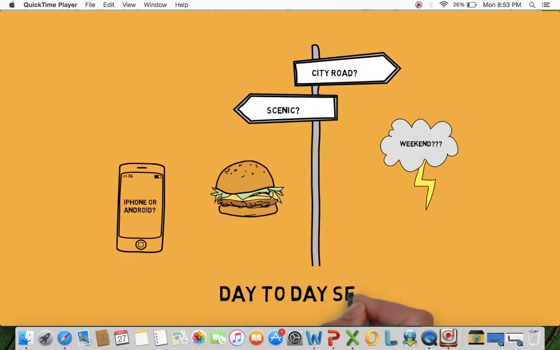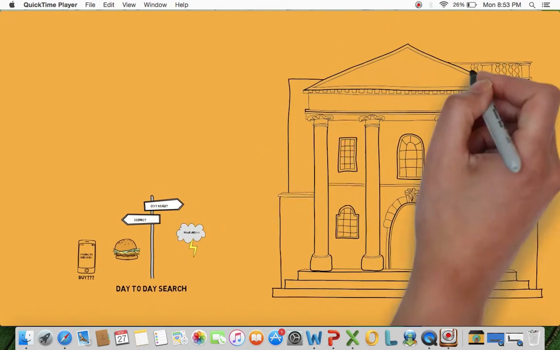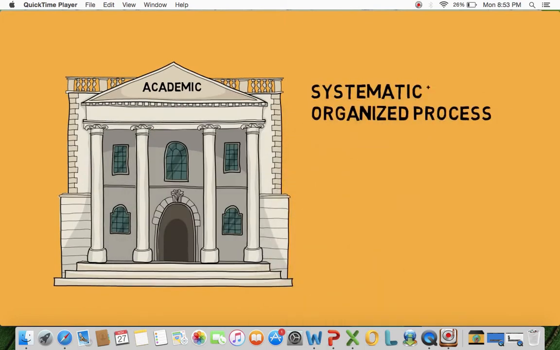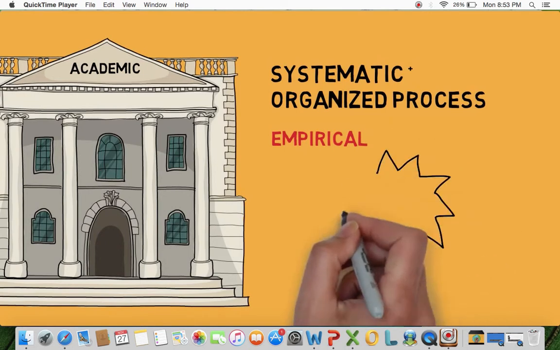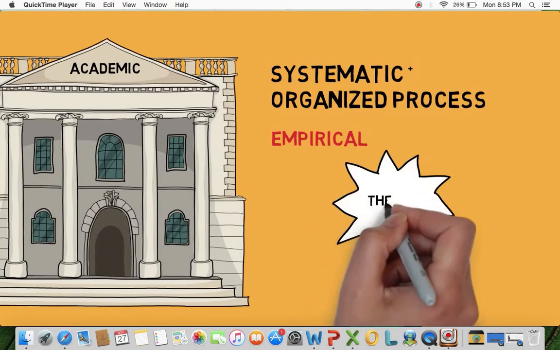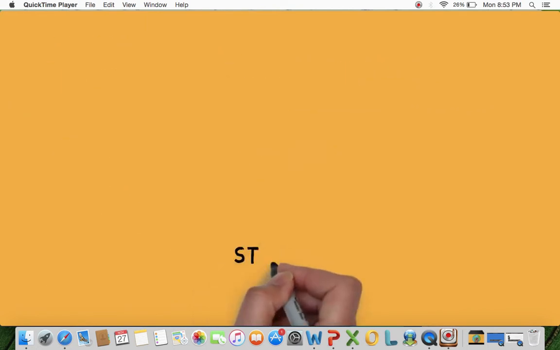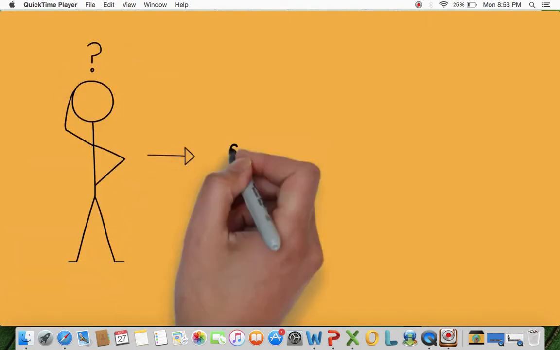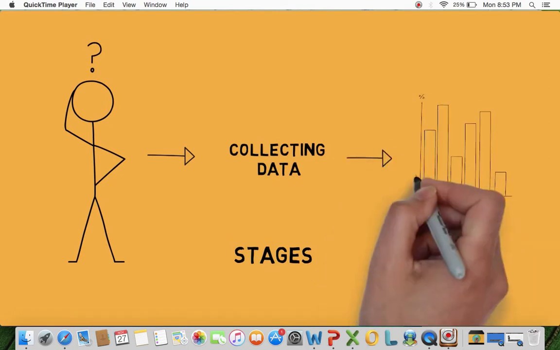Unlike the day-to-day search for information to buy a phone or look up the fastest route to school, academic research is a systematic and organized process. It is based on empirical data, and its goal is to verify or generate theories. At a general level, academic research has 3 steps or stages: posing a question, collecting data to answer the question, and presenting the answer to the question.